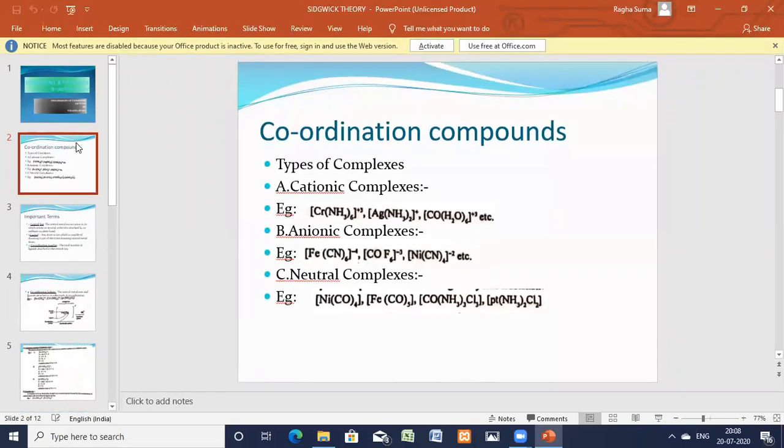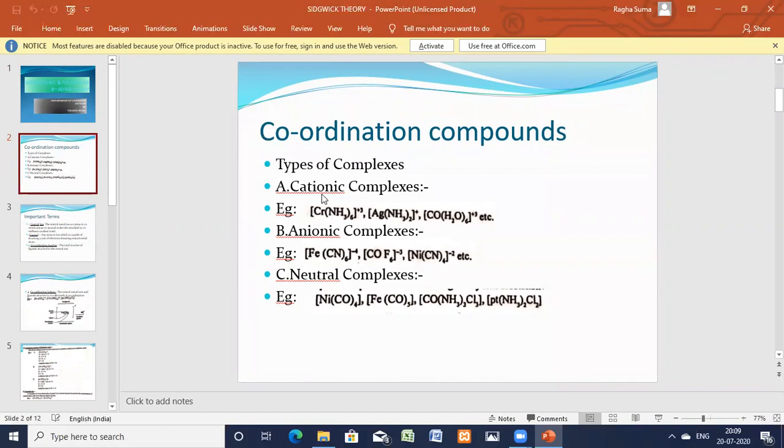So I'm going to tell you about the types of complexes. In the types of complexes, first, coordination compounds and complex compounds are one and the same. In the coordination compounds, there are different types. One is the cationic complexes, the second one is the anionic complexes, and the third one is the neutral complexes.